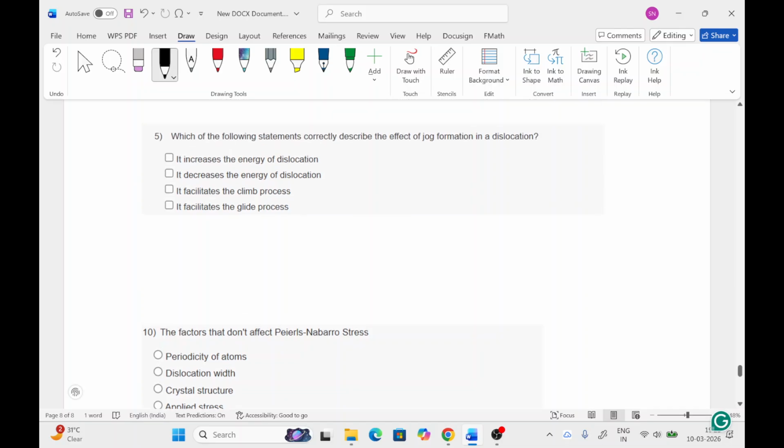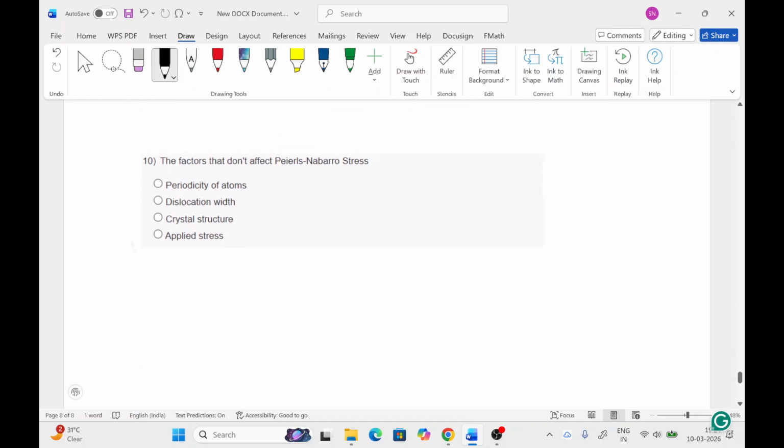Next question. Which of the following statements correctly describe the effect of jog formation in a dislocation? So this is the same as the previous question. So it increases the energy of the dislocation. It facilitates the climb process.